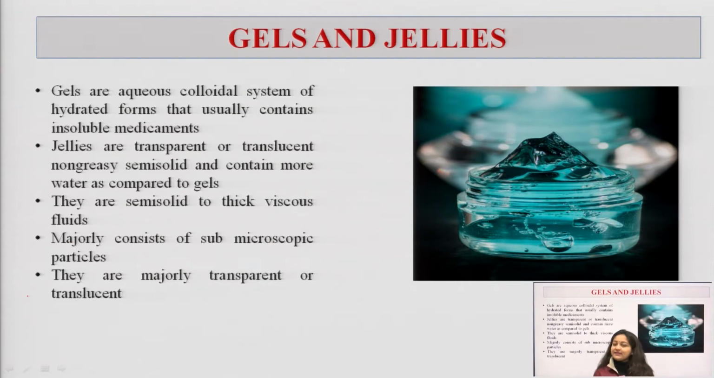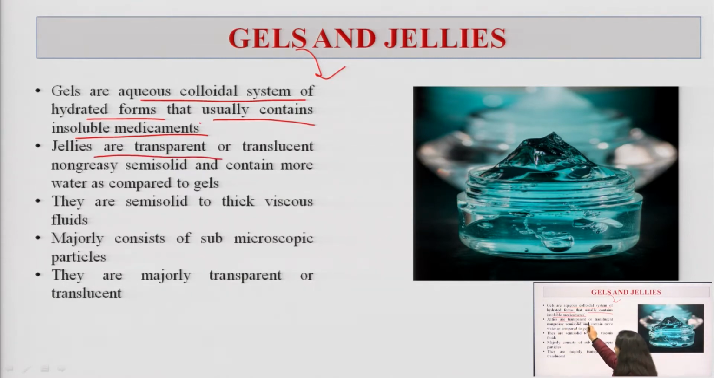The thing that usually strikes us when we hear the word gel is translucent, shiny, something like that. So gels are that sort of semi-solid dosage form. Let us understand the characteristics of gels and jellies. Gels are aqueous colloidal systems of hydrated forms that usually contain insoluble medicaments. So gels contain aqueous content in a major amount. Solid medicament is usually incorporated into gels, and that forms a colloidal solution. Colloidal solutions are nothing but the presence of solid particles in the range of 1 nanometer.